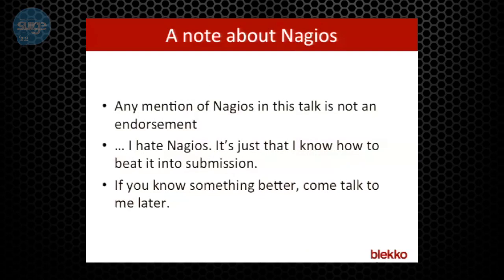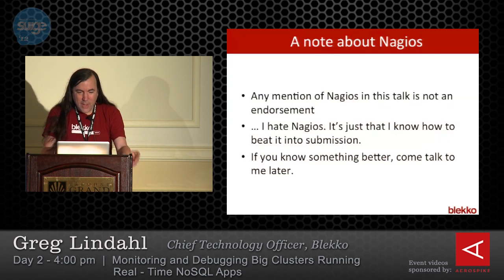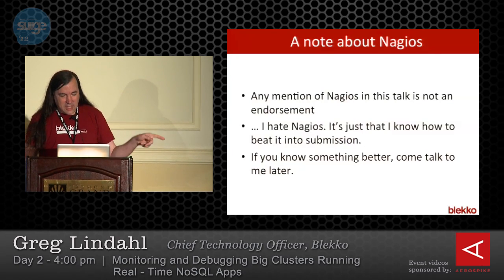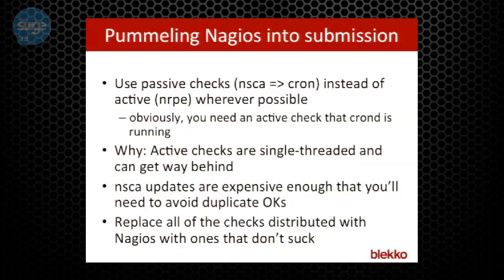I'm going to mention Nagios a fair bit through the rest of the talk because we happen to run Nagios at Blekko, and this is not an endorsement of Nagios. I hate Nagios. The only reason I use it is because over many years, I have determined how to beat it into submission and make it do what I want. And I have not gone through this process with any other system. If you actually know something that doesn't suck, please let me know later. Otherwise, OK, so how do you beat Nagios into submission?